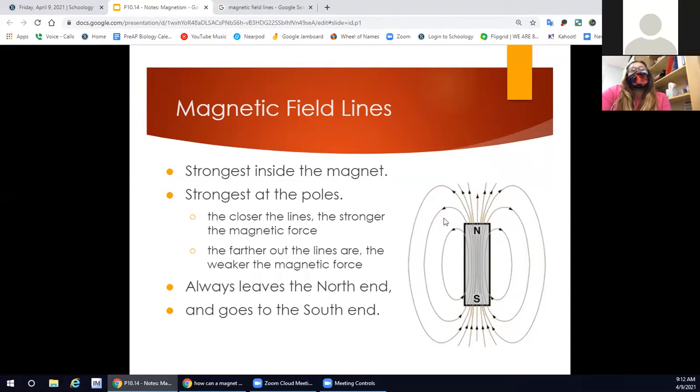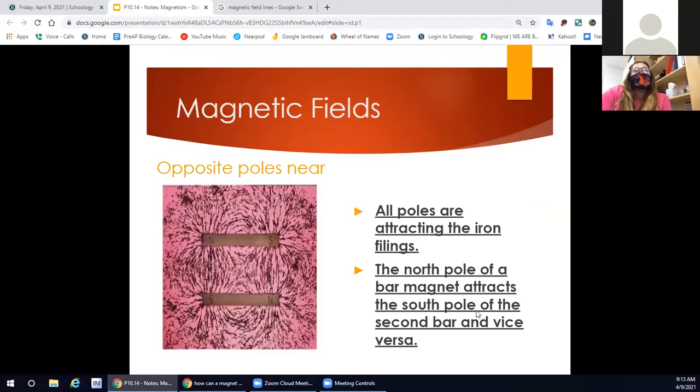And you can tell it's weaker because the lines are more spread out. Remember, when they're close to each other, they're stronger. And as they spread out, they get weaker. The magnetic field lines are always going to leave the north end, and they're always going to go towards the south end.